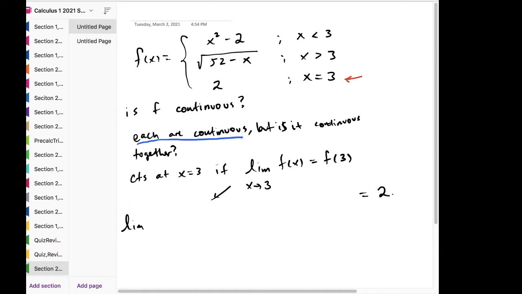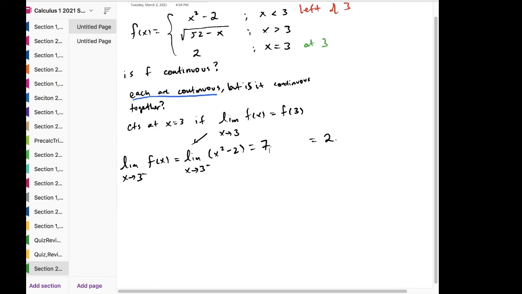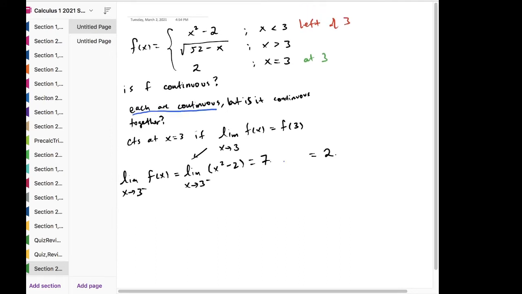So which function do I look for the left of 3? Correct, yeah. This is to the left. And this is at 3. This is left of 3. So it's left of 3. I look at x squared minus 2. And that answer is what? Is 7. So first of all, right here, you can tell it's not continuous. Not continuous.